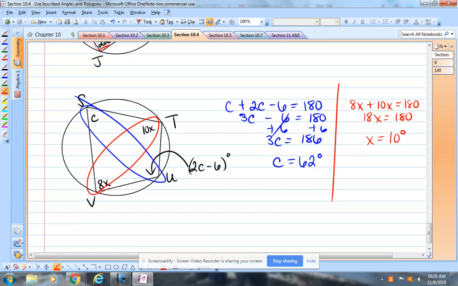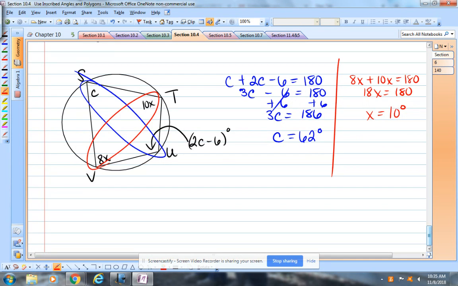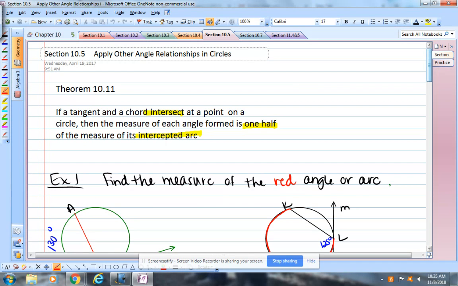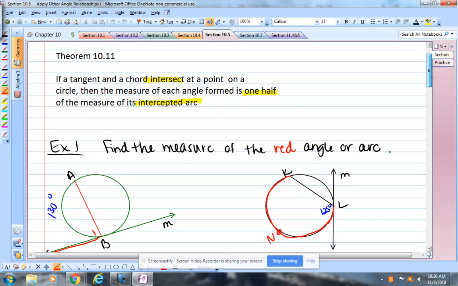All right. That is the end of section 10.4. So now we are going to go on over to section 10.5. I'll give you a second to get situated and fill in that first theorem. I'll actually go ahead and scroll so you can see those next two pictures.